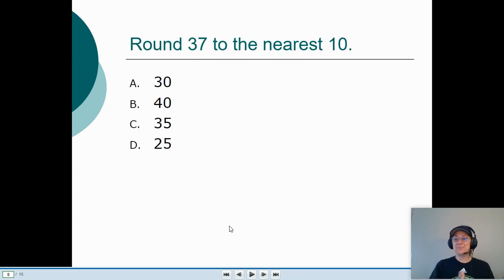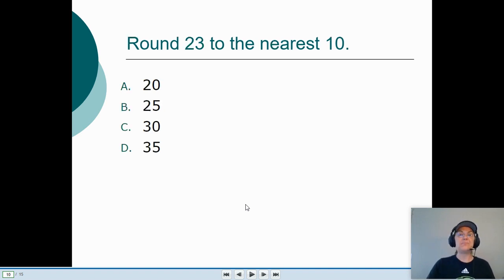So let's try here. You may want to pause the video and see how you do with this rounding. We're going to round 37 to the nearest 10. All right, hit that pause button and see what you would come up with. All right, how'd you do? That's right, that 7 makes us have to round the 3 up to 4 and then convert that 7 to a 0. So 37 is going to round to 40.